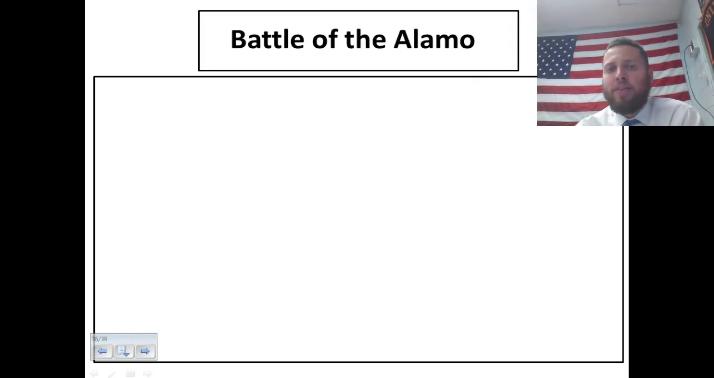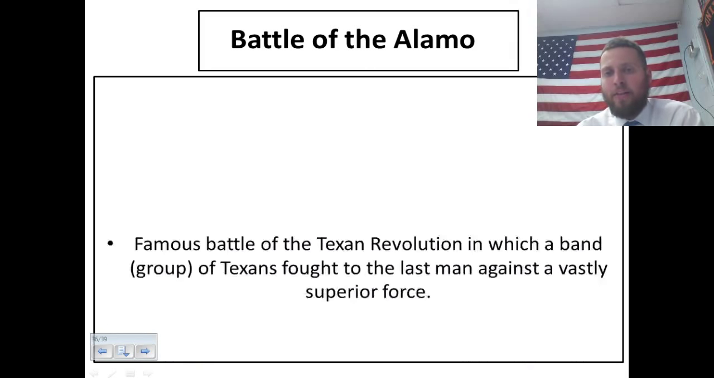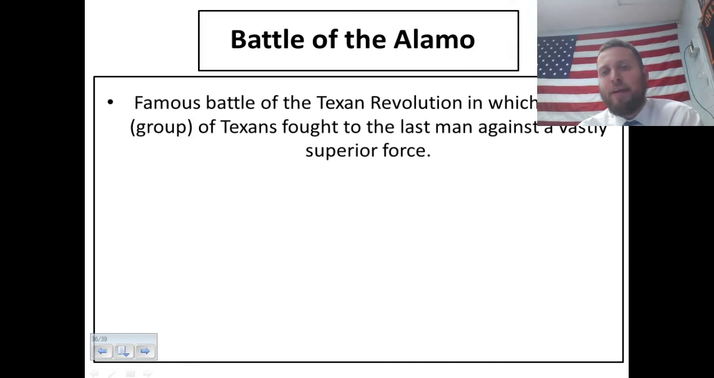Please put Battle of the Alamo. What happened at the Alamo? It's a famous battle of the Texan Revolution, in which a band, which means a group, of Texans fought to the last man against a vastly superior force. The Texans fought and died. All of them were killed at the Battle of the Alamo.